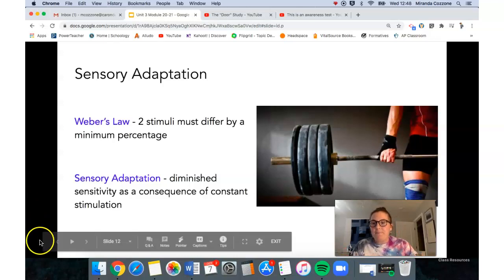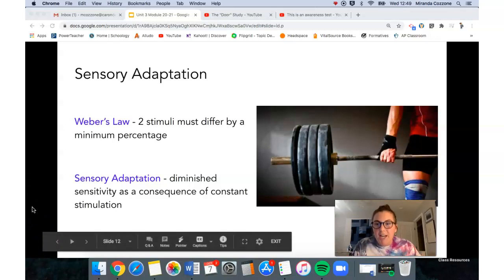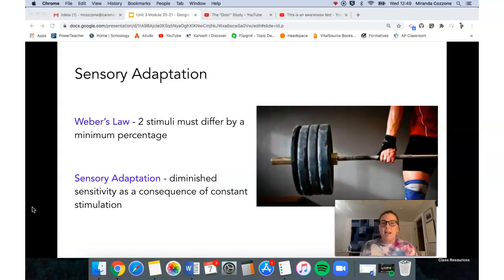And so sensory adaptation is the diminished sensitivity as a consequence of constant stimulation. So let's go over 3 examples, right? Let's say you come in from outside, you walk into a house where they're baking cookies, right? You're gonna smell that super intensely at the beginning, and then over time your brain's gonna kind of accommodate for that being the smell of the house, and you're gonna smell it less intensely than you did when you first walked in the house.